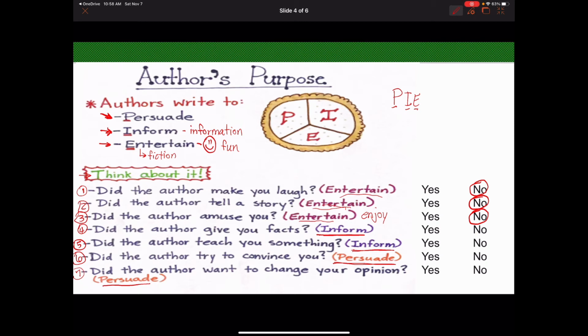Did the author give you facts? Well, the author did tell us that toy cars can come in different colors and sizes, so yes. Did the author teach you something?